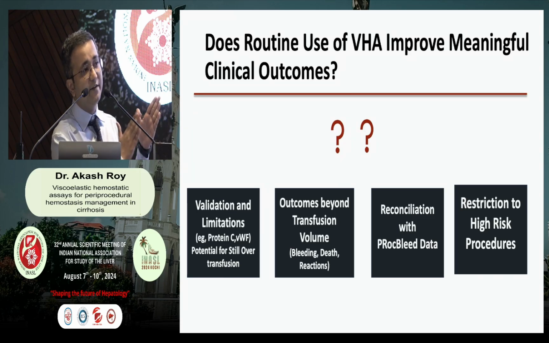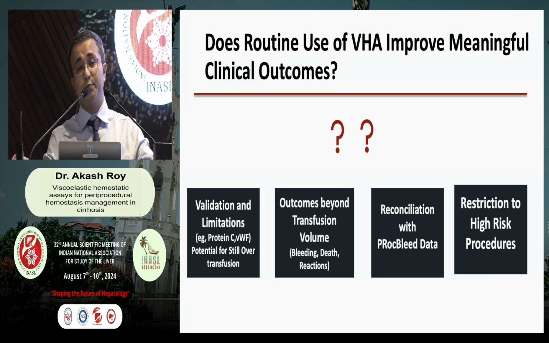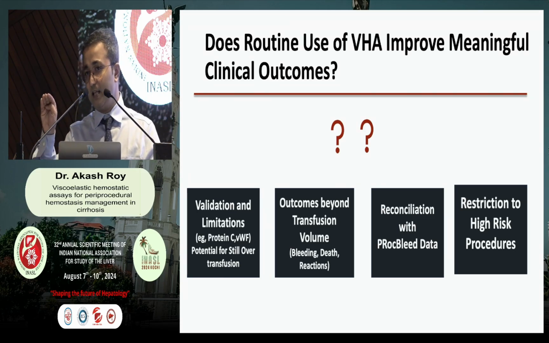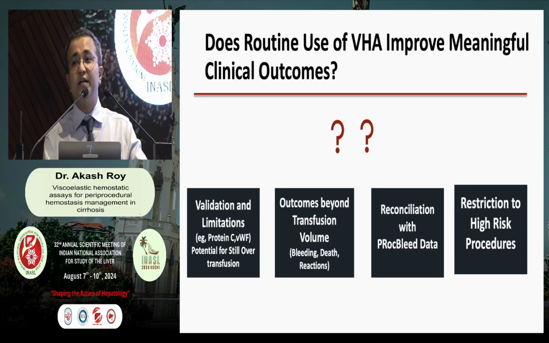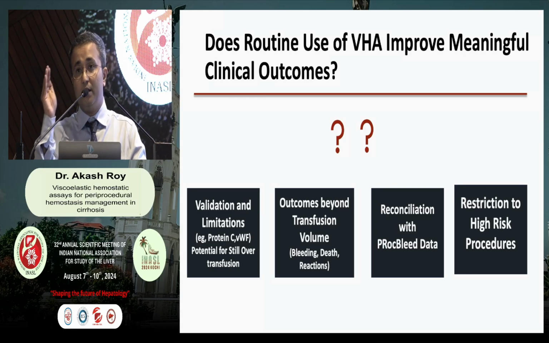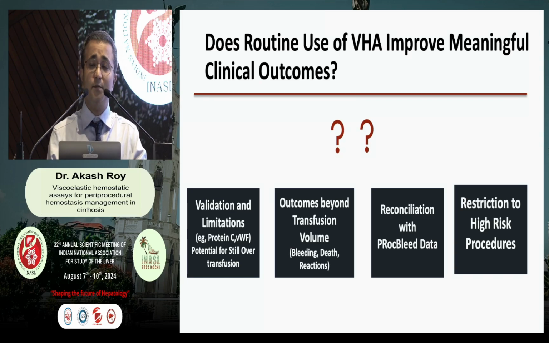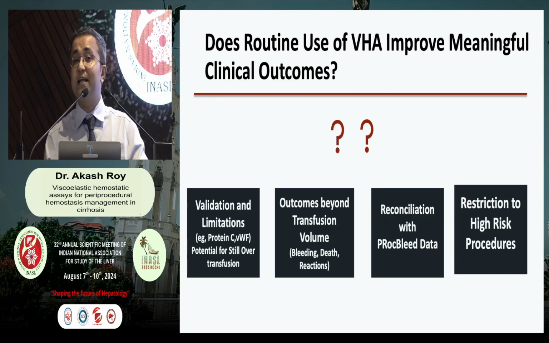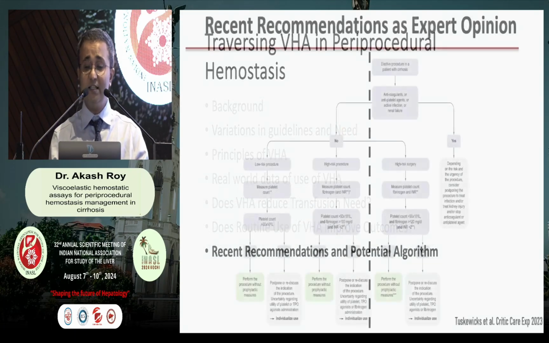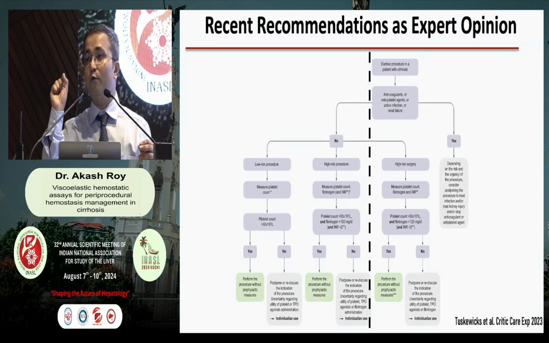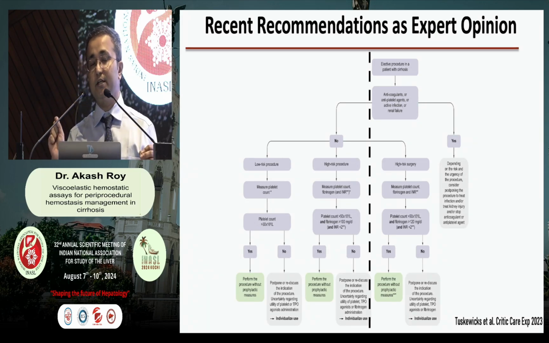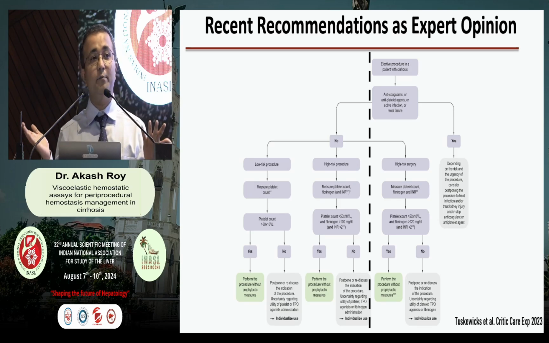Because given the very, very low risk in patients with low risk procedures, it is going to take tens of thousands of people to have a single good randomized trial to have even definitive outcomes. So these are things that we need to keep in mind while we use VHA testing. And the last part is that, as you all said, less than 10% actually have access to these testing strategies.